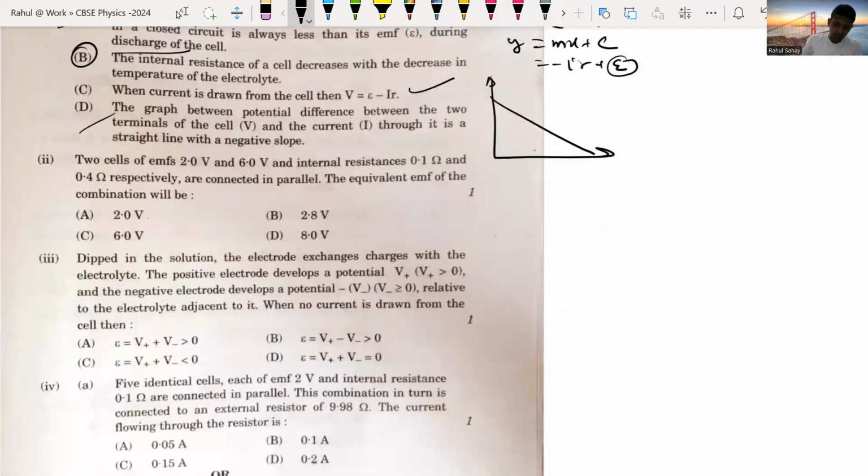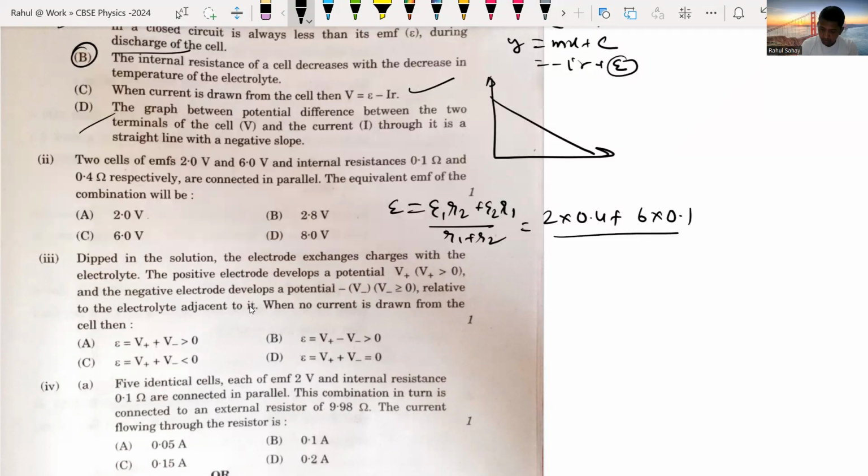Two cells of EMF 2 volt and 6 volt. Equivalent EMF E is equal to E1 R2 plus E2 R1 by R1 plus R2. That is 2 into 0.4 plus 6 into 0.1 by 0.5. That is 0.8 plus 0.6 by 0.5. That is 1.4 by 0.5, which is 2.8.